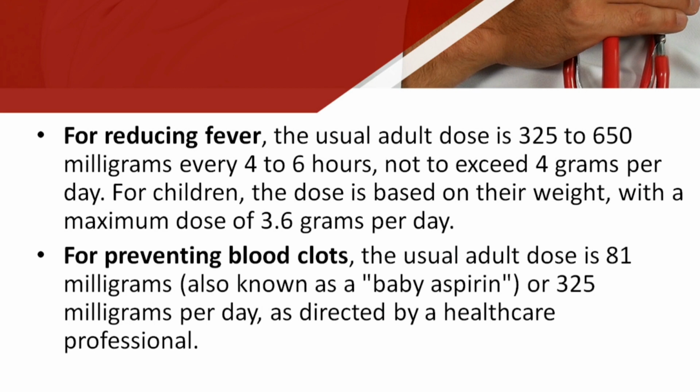For reducing fever, the usual adult dose is 325 to 650 mg every 4 to 6 hours, not to exceed 4 grams per day. For children, the dose is based on their weight, with a maximum dose of 3.6 grams per day. For preventing blood clots, the usual adult dose is 81 mg, also known as a baby aspirin, or 325 mg per day, as directed by a healthcare professional.